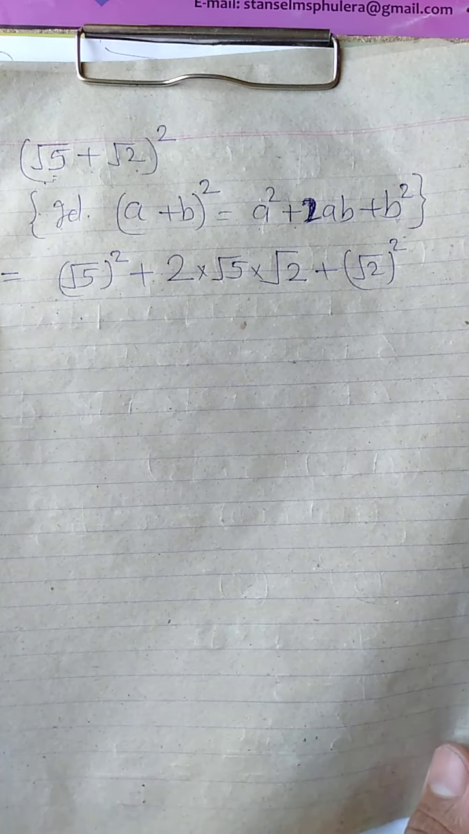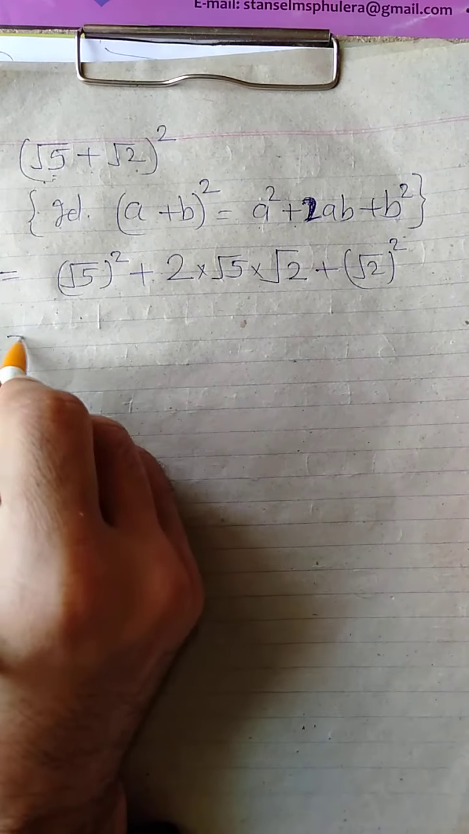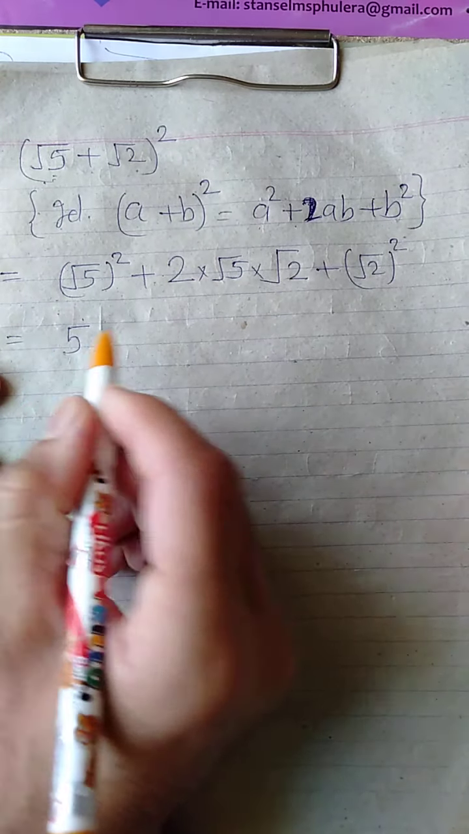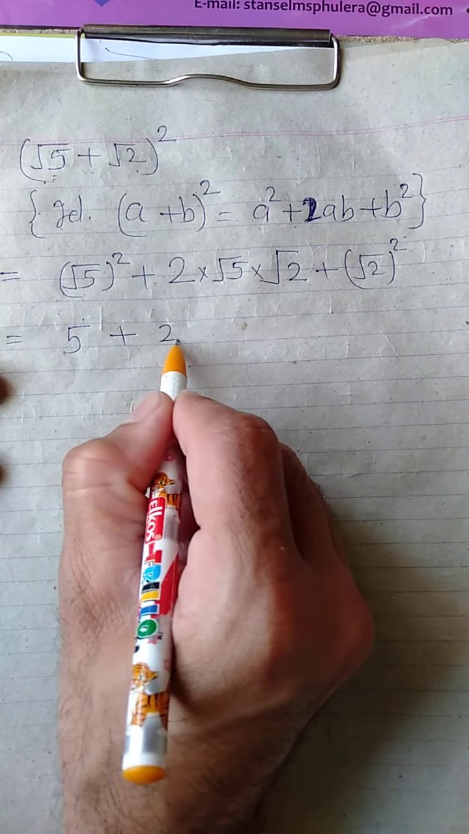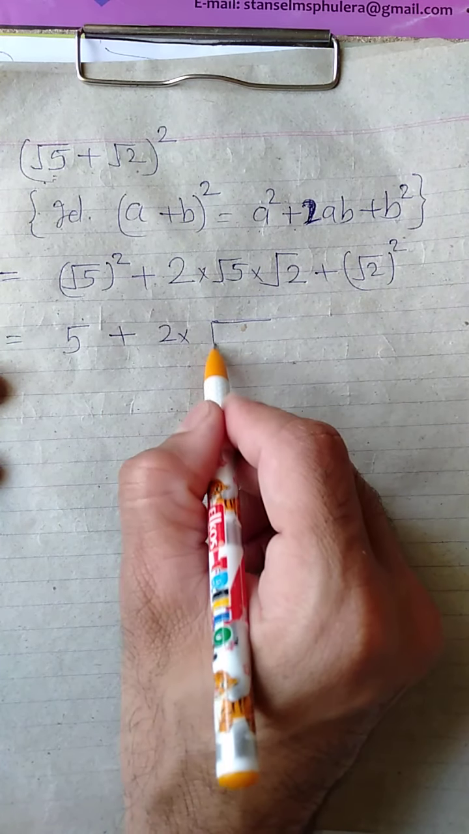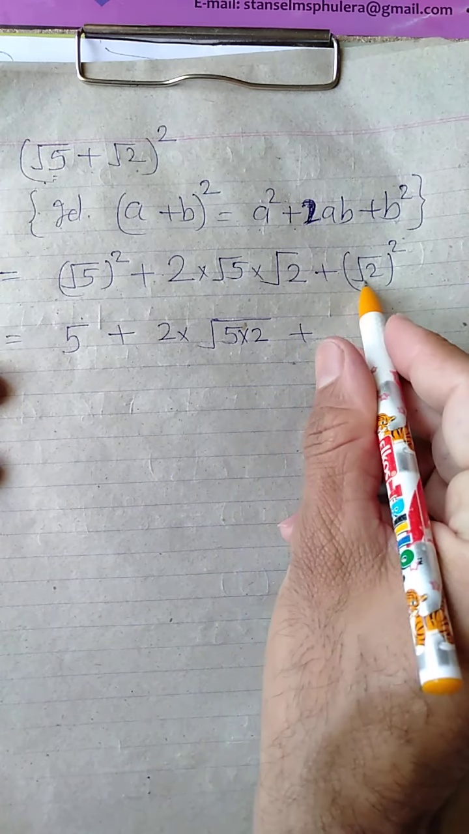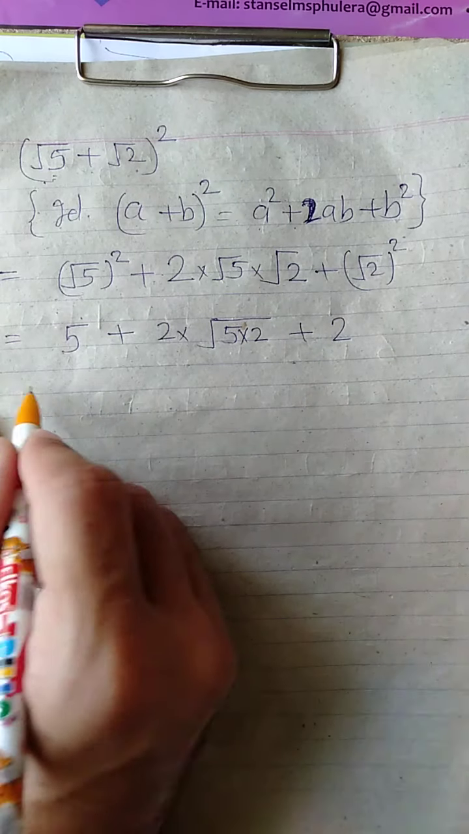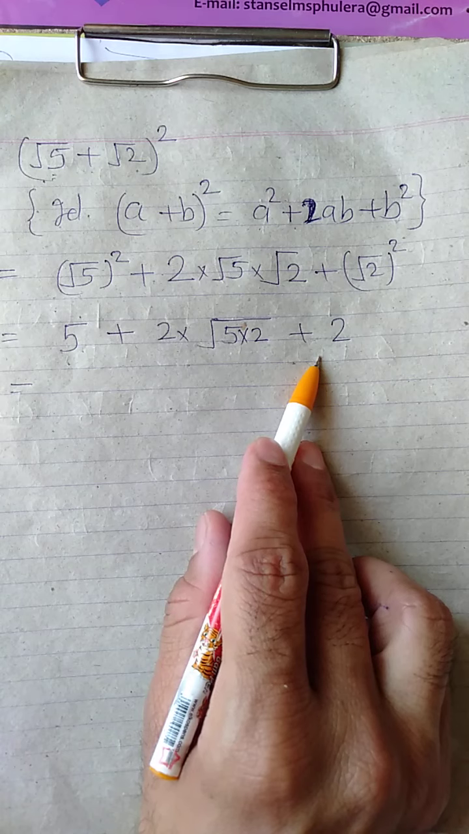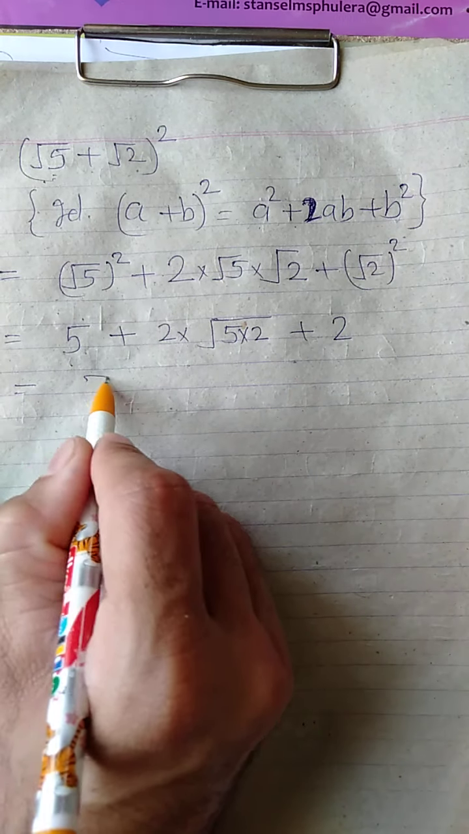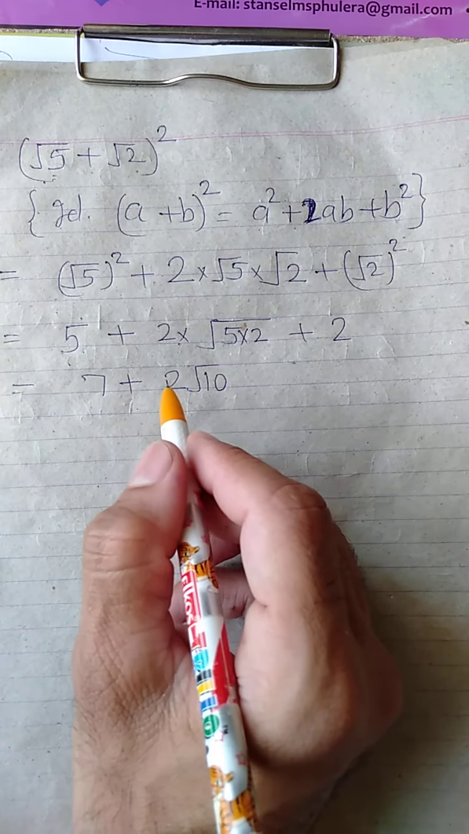Is it? Yes. Now solve it. Root 5 square means 5 only, just as we have done before. Root 5 into root 5 equals 5, plus 2 multiplied by, as in the previous question also, 5 multiplied by 2 will come, plus root 2 multiplied by root 2 equals 2. Now see, add like terms, 5 plus 2 is equal to 7. So what will come here? 7, plus here 5 times 2 is 10, so 2 root 10.